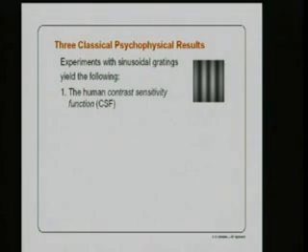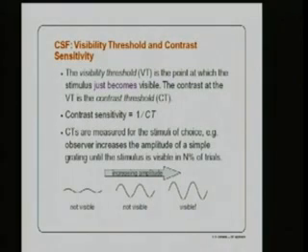If we slice it horizontally, you get a sinusoid. If we slice it vertically, you get a constant. And I've also modulated it with the Gaussian, so it fades out a little bit on the edges. So people are shown these sinusoidal functions, and the first classical result is the human contrast sensitivity function, or the CSF.